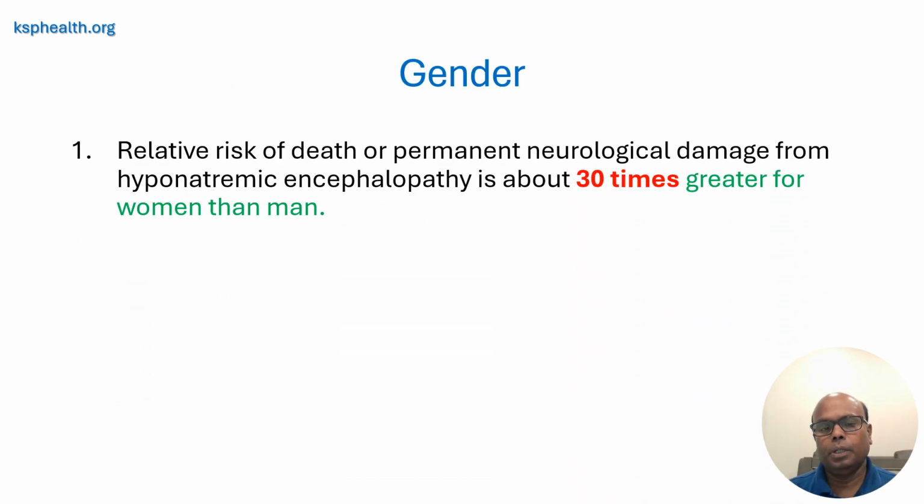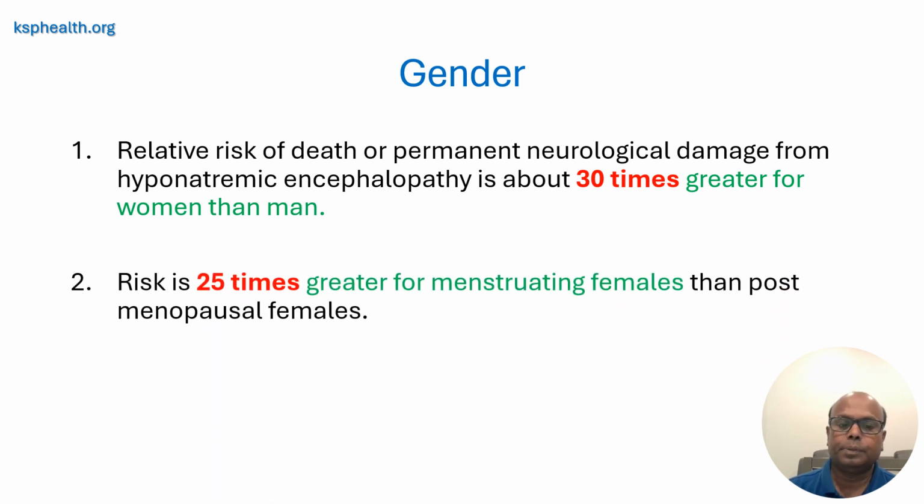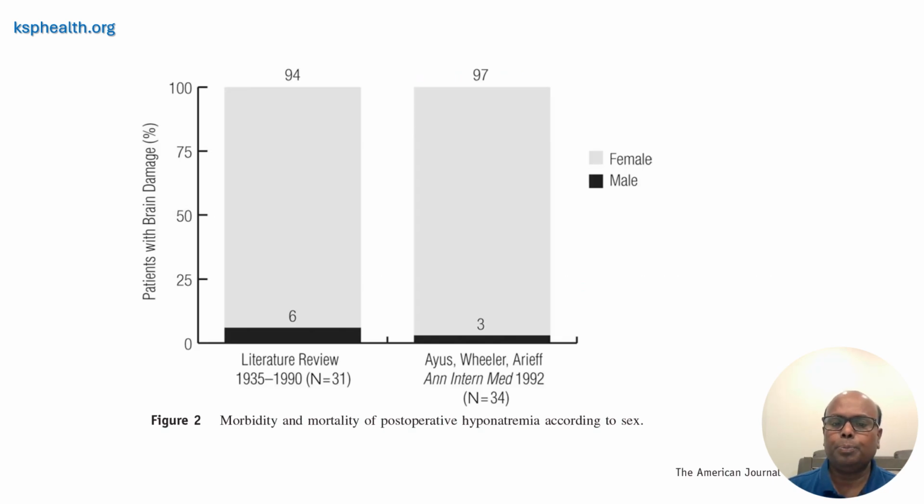Gender. The relative risk of death or permanent neurological damage from hyponatremic encephalopathy is about 30 times greater for women than men. The risk is 25 times greater for menstruating females than postmenopausal females. This picture depicts morbidity and mortality of post-operative hyponatremia according to sex. As you can see, most of the morbidity and mortality happens in females rather than males, significantly higher.